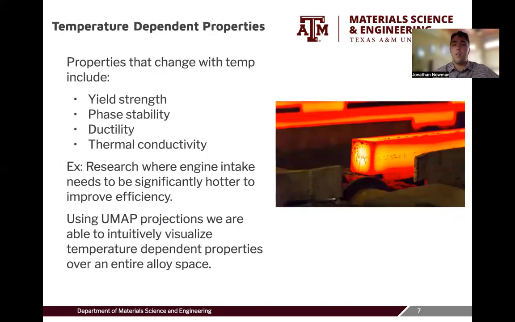One can design an alloy with optimal properties for room temperature, but what happens if the metal is exposed to extreme temperatures, such as in hot zones of gas turbine engines? Many properties are a function of temperature, including yield strength, phase stability, ductility, and conductivity. UMAPs are a great tool to portray these changes in a clean and intuitive visual manner.